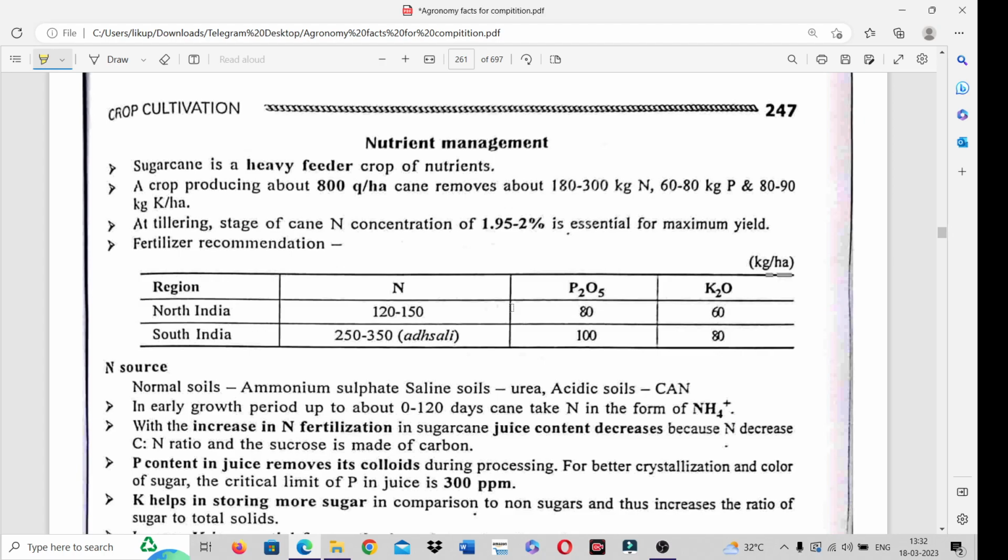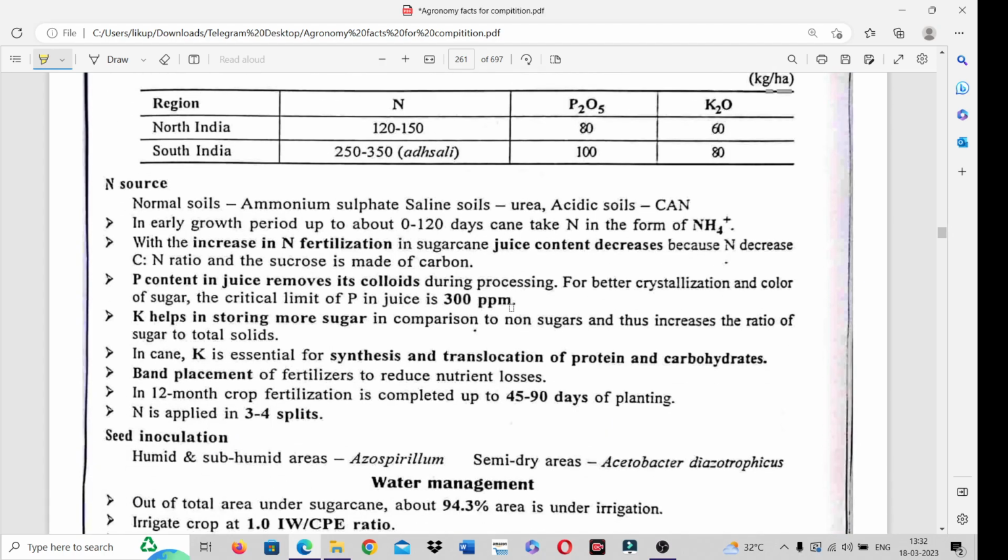Nitrogen source: in normal soils, ammonium sulfate; in saline soils, urea; in acidic soils, calcium ammonium nitrate.